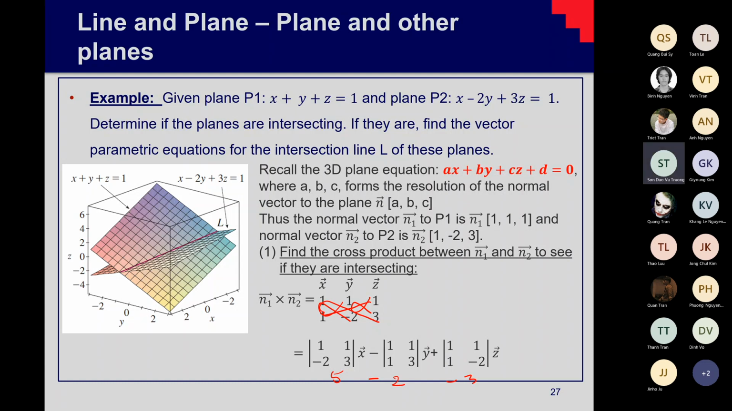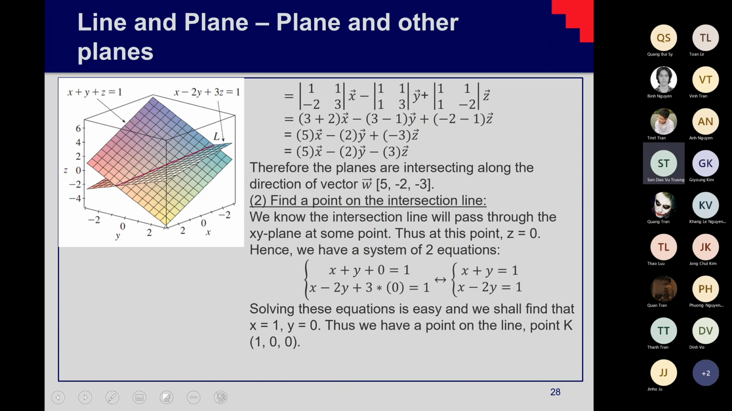So finally we get 5x minus 2y and minus 3z. This is the cross product between the two normal vectors N1 and N2. Therefore, this is the directional vector for the intersection line. So the vector W will be 5, minus 2, and minus 3. And that is the first step.